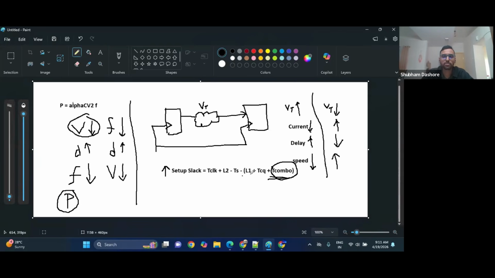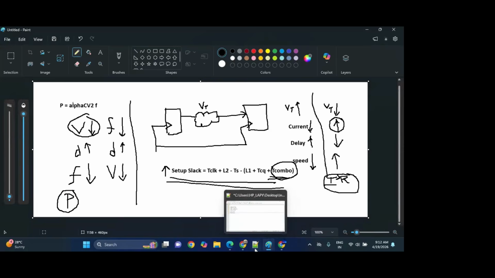But what happens if we are using a low VT cell? It will consume more current. Speed is very high, but it will consume more current. It means the IR drop will be high, and the I square R drop will be high, and it will consume more power. So there is a trade-off. If we want to improve the performance, we want a high-speed cell, we want our circuit to work at high speed, then it will consume more power.